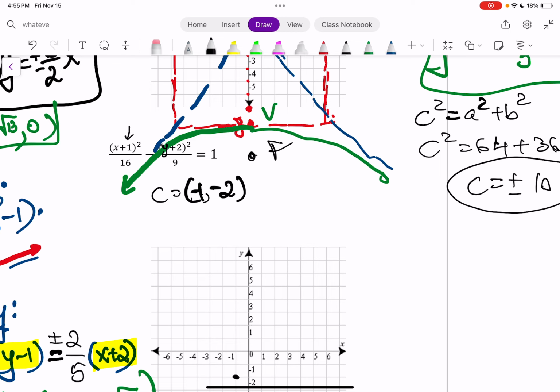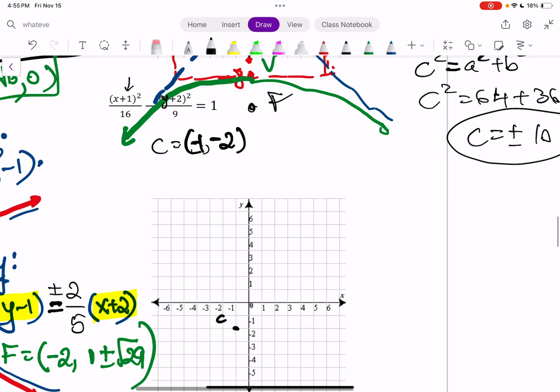-2, here's the center. Under x, I see 16, so I'll go 1, 2, 3, 4 units left and 4 units right. Under y, I see 9, so I'm going to go 3 units up and 3 units down. And again, I'm using these points to draw a rectangle.